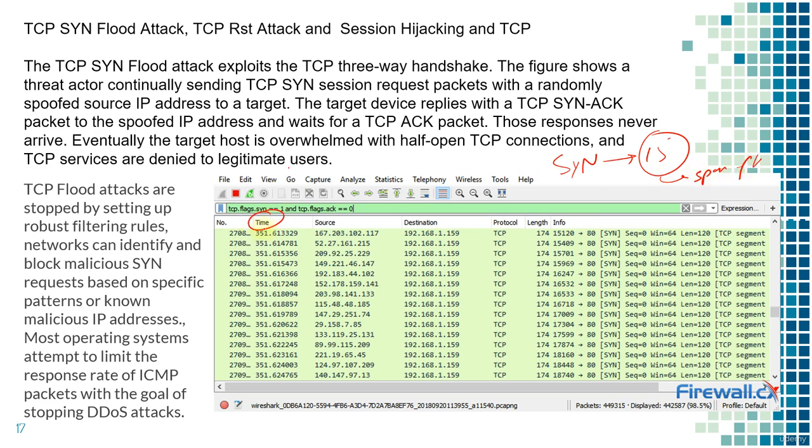As you can see, this is the time slot over here. You can see 351.6 milliseconds, 351.6 milliseconds. So these are all occurring at the same time, within a fraction of a second. We can set SYN packets to a maximum of 15 in a span of, let's say, 5 milliseconds. In this span of time, if we hit 15 SYN packets, my server is going to block this request. So this is how these TCP SYN flood attacks can be mitigated.